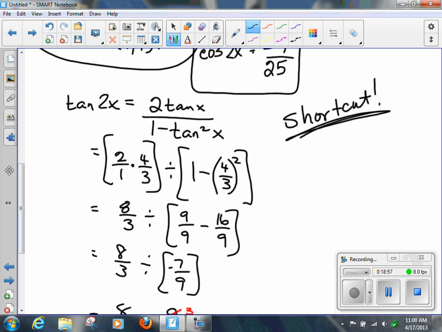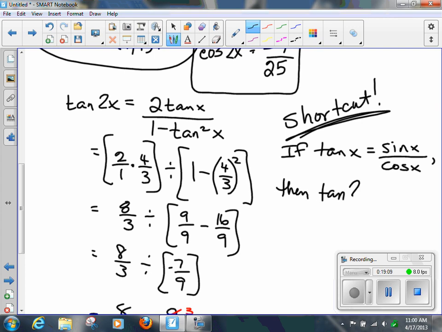Shortcut. Write this down. If tangent of x is sine of x divided by cosine of x, then tangent of 2x, tangent of the double angle, tangent of the triple angle, tangent of the quadruple angle is equal to, you tell me. 2x. Because you will never appreciate shortcuts until after you have to go through all the work.